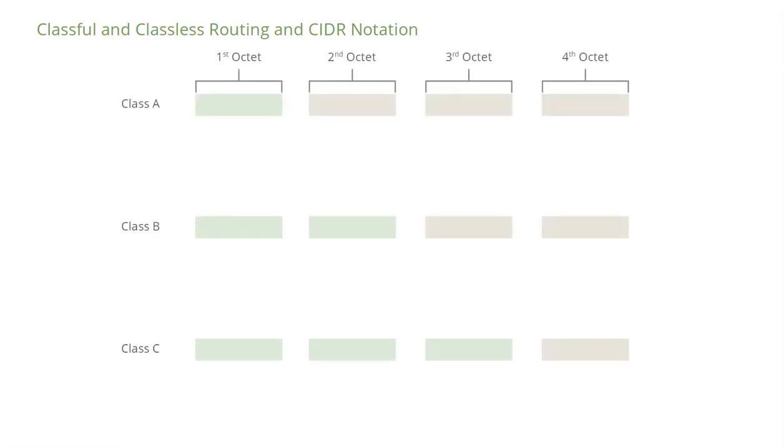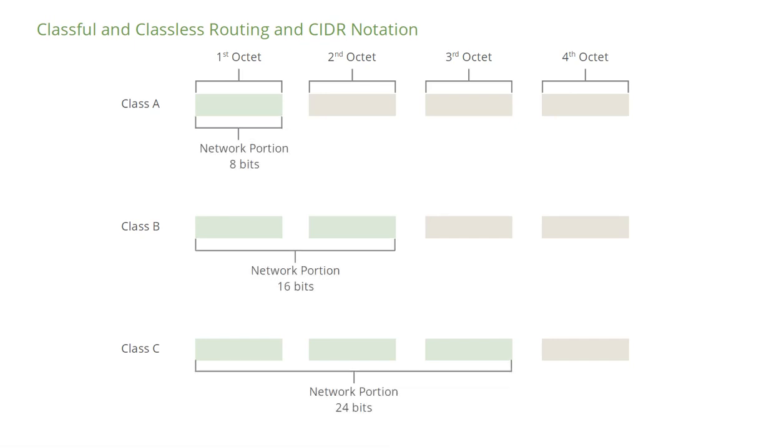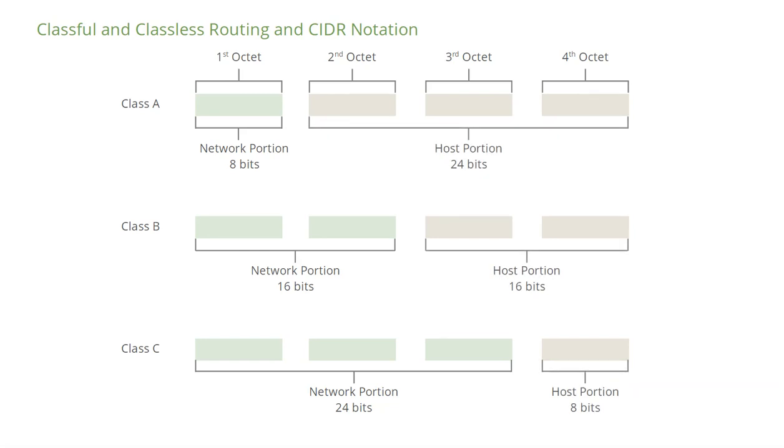Originally, IP network numbers always fell on an octet boundary. This scheme divided the IP address space into different sized chunks or classes of addresses based on how many octets are used for the network portion and how many are used for the host number. For example, a Class C network uses the first 3 octets or 24 bits for the network portion and only 8 bits for the host portion.